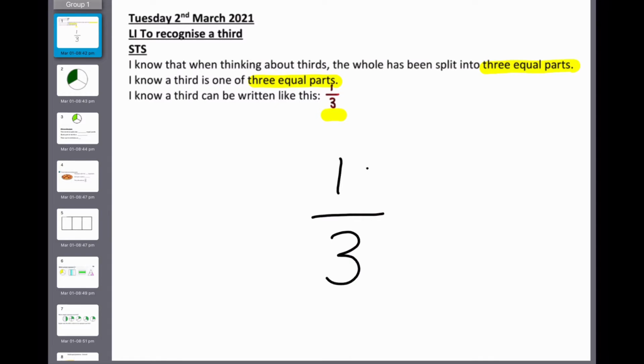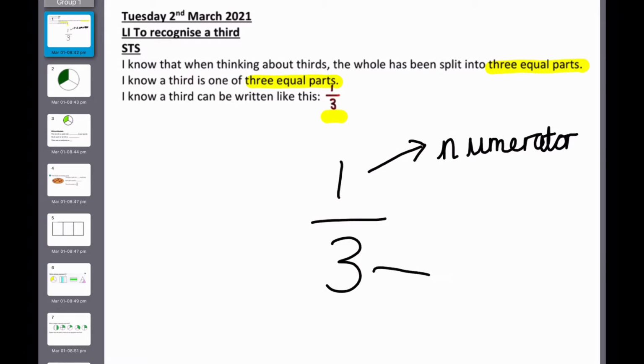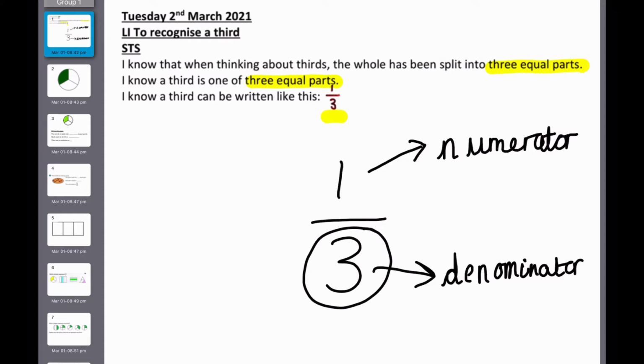Quick question, what is the posh maths word for the top number in a fraction? It begins with an N. Numerator. Well done. And it tells us how many equal parts you are taking out of the whole. And what is the posh maths word for the bottom number in a fraction? It begins with a D. Denominator, well done. And it tells you how many equal parts the whole has been split into.